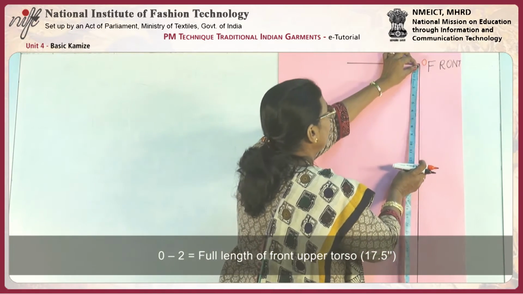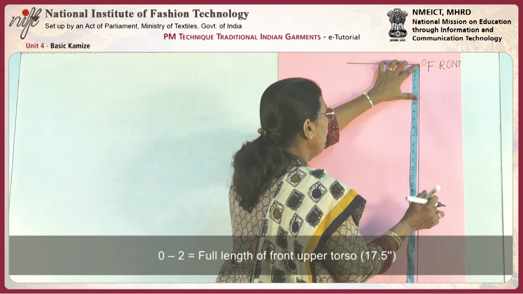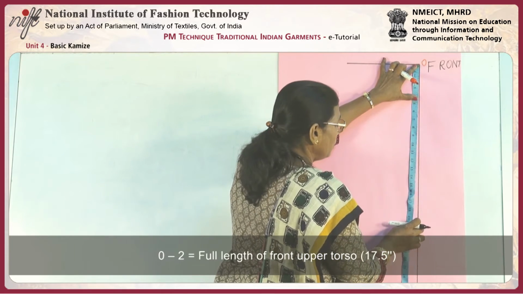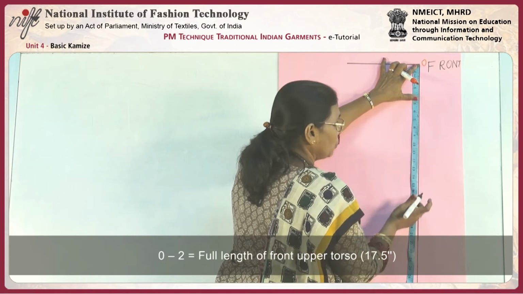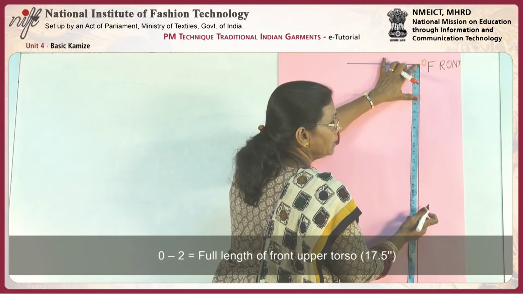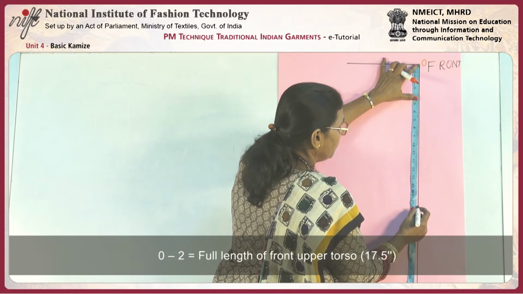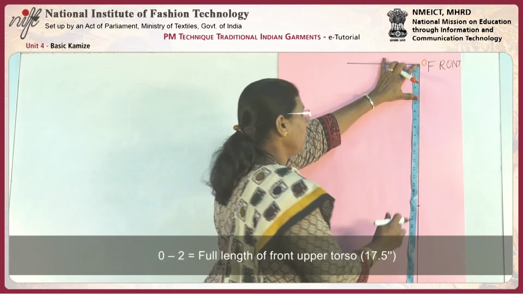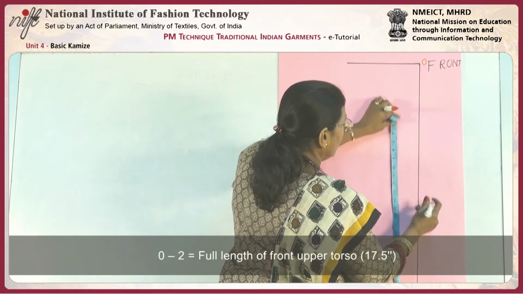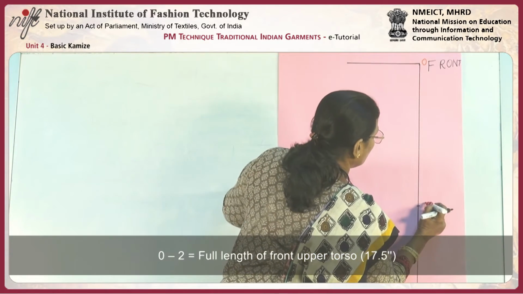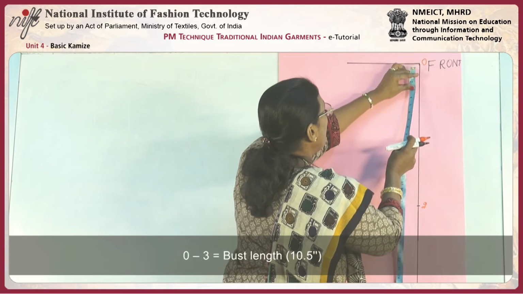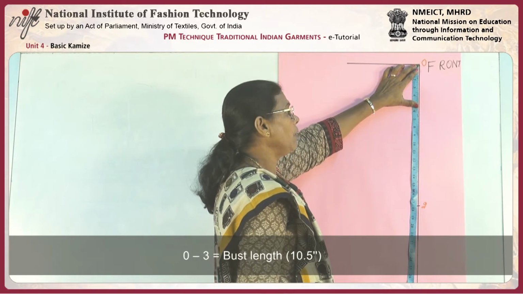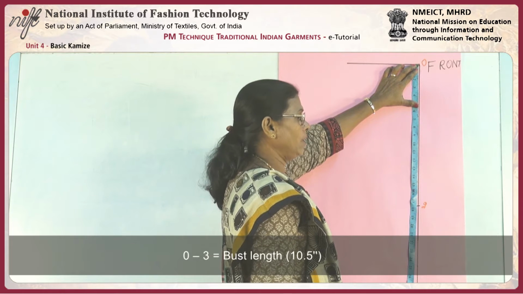Now, from 0, we should mark the full length of the front upper torso, that is 17.5. The full length of the upper torso is 17.5. Mark 2. And 0 to 3 is the mark for the bust line.